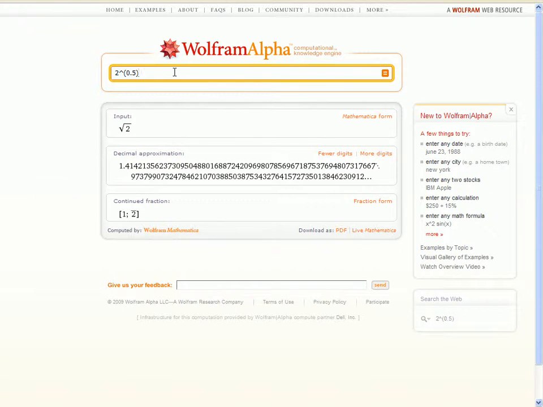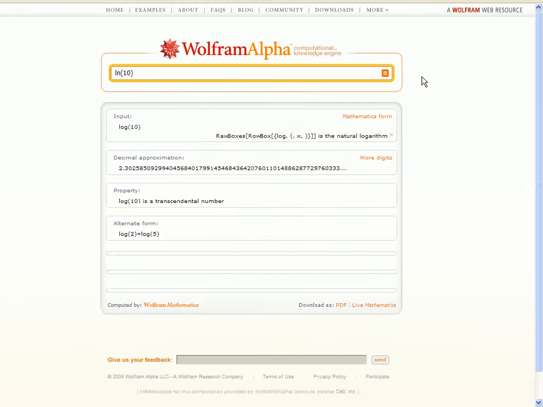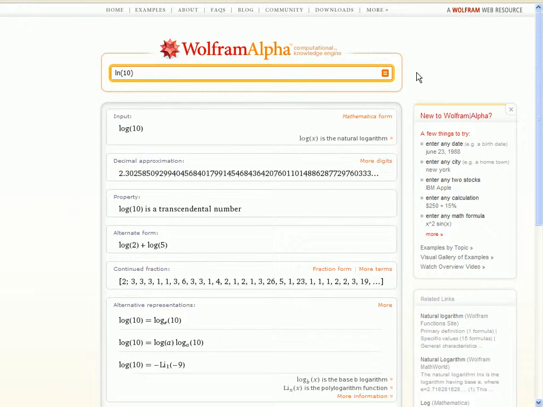So let's say we want to have a natural logarithm. Well, WolframAlpha can do that. Just type in ln, open a bracket, any number, and close the bracket. And hit compute again. So there it is.